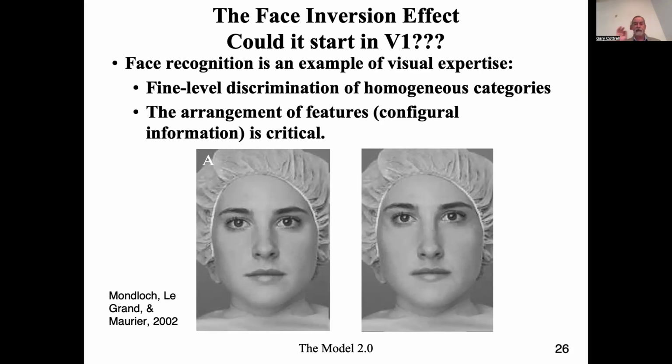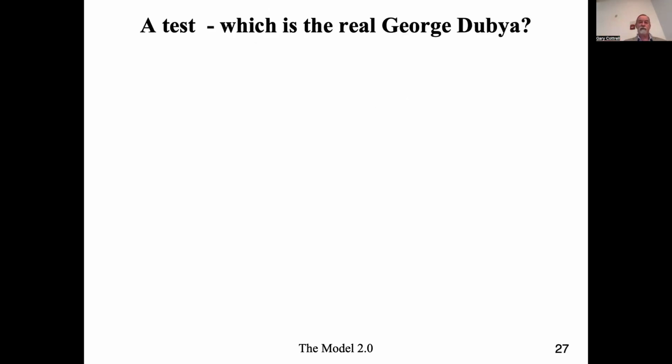And I just want to say a couple things about face recognition. It's an example of visual expertise. We all have two eyes, a nose, a mouth, and two ears, and yet we have to individuate each other. And so we're doing fine level discrimination of homogeneous categories. So for example, these two women are exactly the same. They look quite different because one has the eyes moved up. That's really the same woman with the eyes moved up.